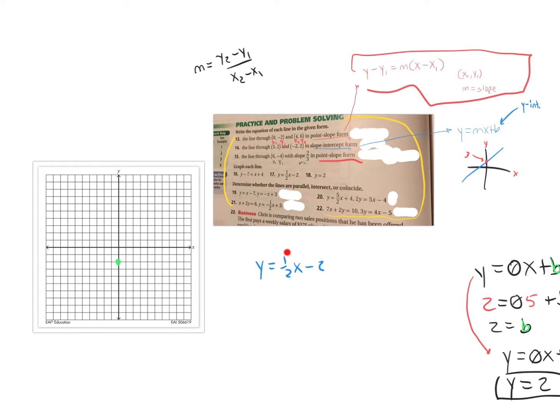If the top number is positive, you're going up. If the top number is negative, you're going down. And if the bottom number is positive, you're going to the right. And if the bottom number is negative, you're going to the left.